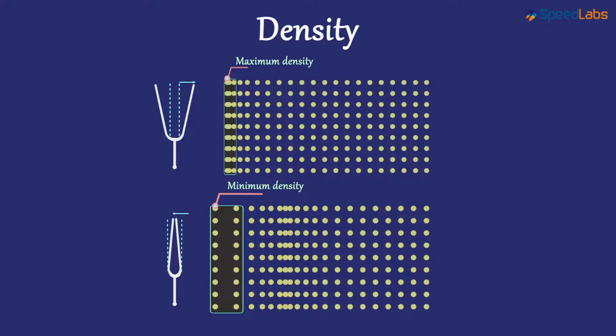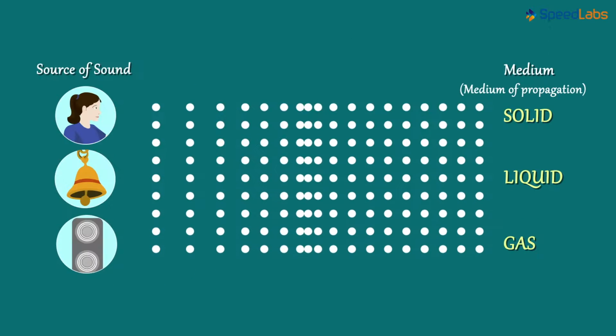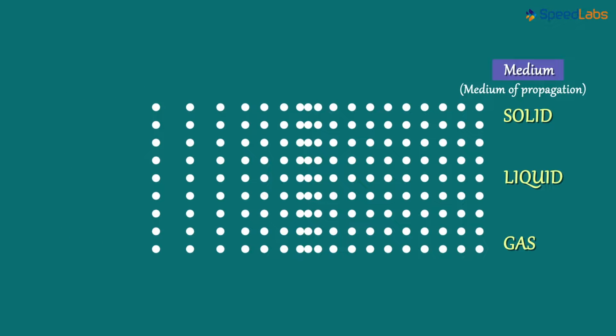Note that we have taken tuning fork as our source of sound and air our medium of propagation. However, we will get the same results if we take any other source of sound and any other medium. Yes, whatever the source or medium is, the concept of a sound wave remains the same. So from now on, we will not mention any specific sources of sound. We will simply say source of sound whenever it requires mentioning.